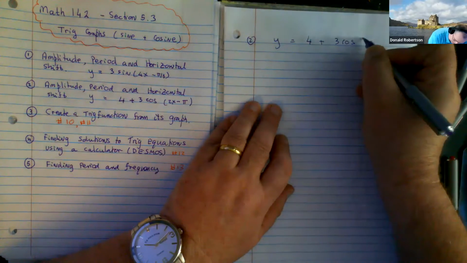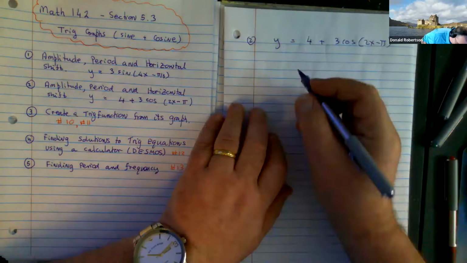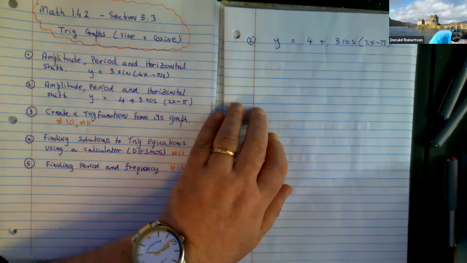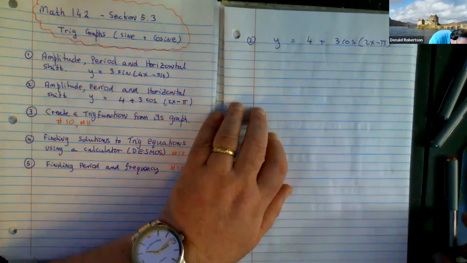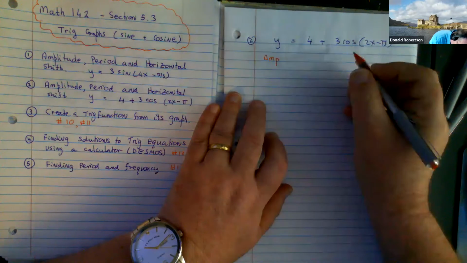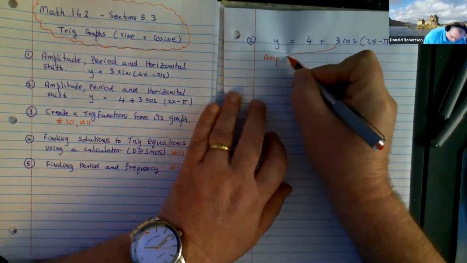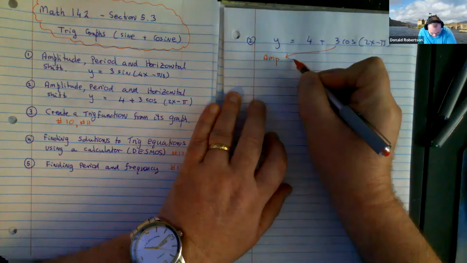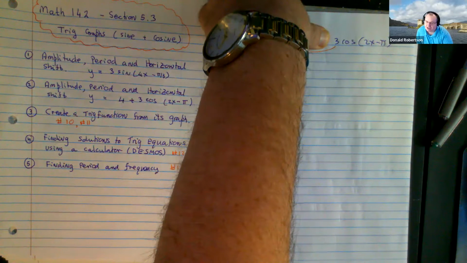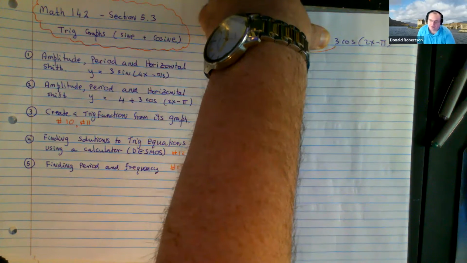Okay. You want to find the amplitude. You get it from there. So it's still 3. In fact, for all intents and purposes, don't you just cover that 4 up? Because it doesn't actually change the amplitude, the period, or the phase shift, right? That 4 does something else, and we'll talk about that once we've got that covered.